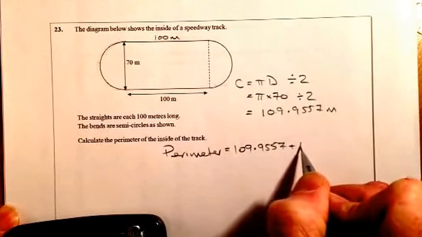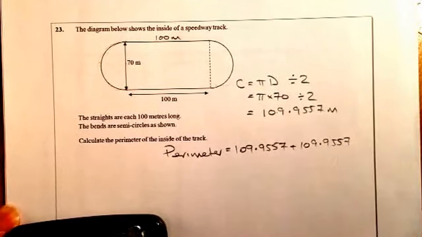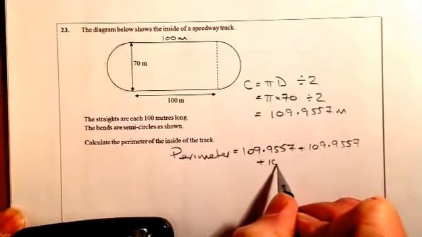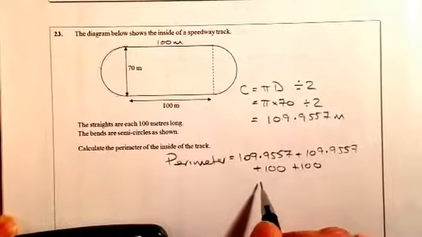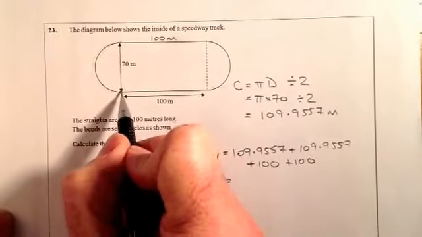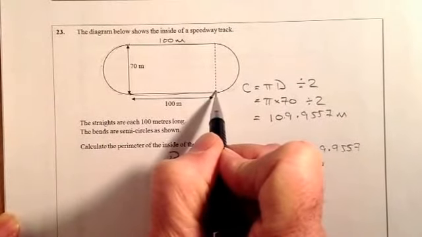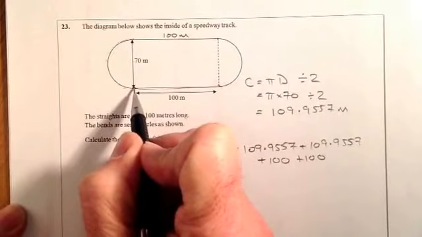I'm going to add on to that another one of these. Onto that, I'm going to add on the 100, because there's 100, and add on 100. So remember, the perimeter is the distance all the way round. So if I start from here, I'm going to get to there, round to there, along to here, and back round to where I started.